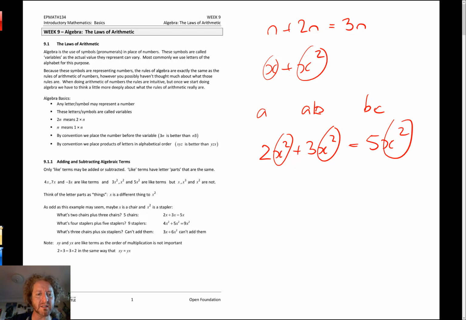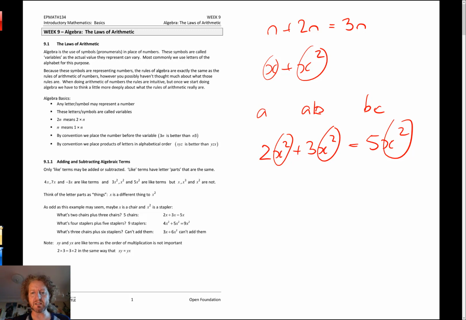It's like I've got a thing down here that says, as odd as this example may seem, if someone asks me what's 2x plus 3x, I say, well, you've got 2 x's and 3 x's, you've got 5 x's. Okay, that's like saying what's 2 chairs plus 3 chairs, it's 5 chairs.